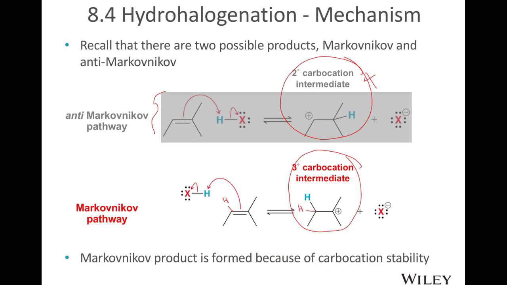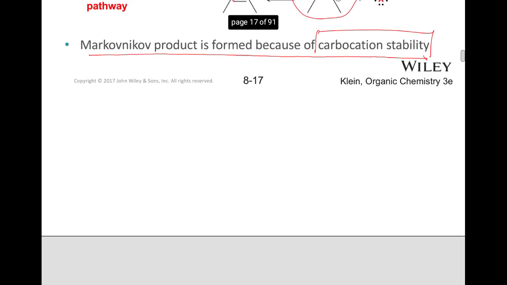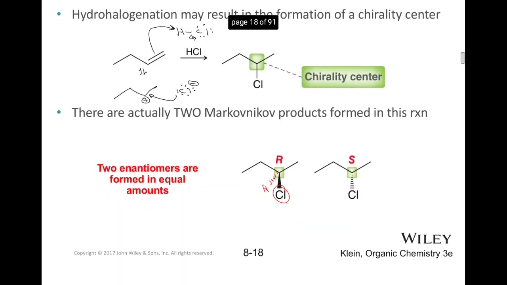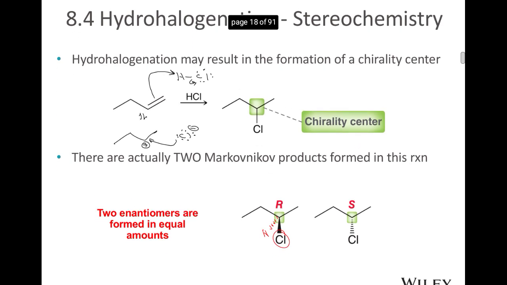So you can see the carbon atom that already possesses a hydrogen atom, or the most hydrogen atoms, which is only one in this case, is going to take the additional hydrogen. And this is the bottom line right here. Markovnikov product is formed because of carbocation stability. That's the driving force behind the formation of Markovnikov addition products. So if a chirality center is formed, then you're going to end up forming two products because you proceed through a carbocation intermediate.